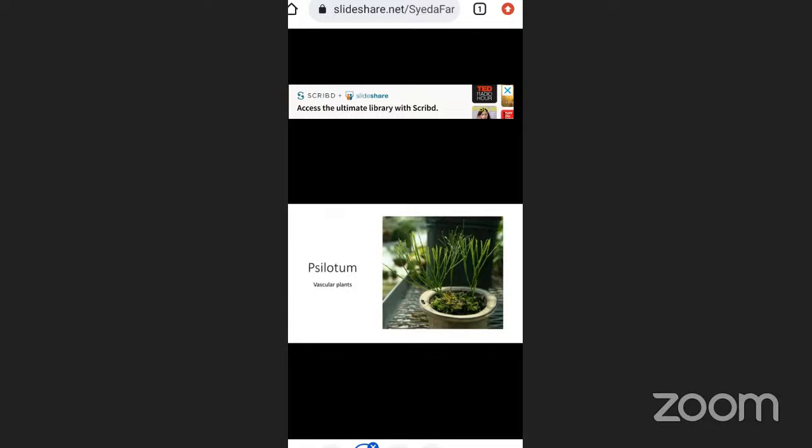Okay. So already we know that Psilotum belongs to the Pteridophyta. The division is Psilophyta or Psilopsida. The class is Psilotopsida. The order is Psilotales. The family is the Psilotaceae family. The genus is Psilotum.